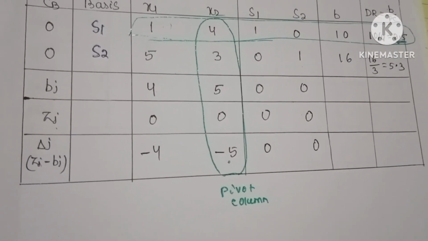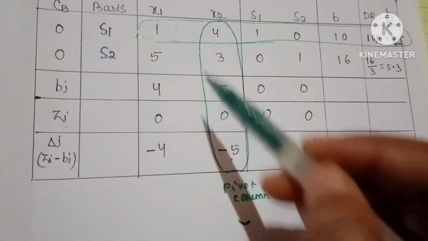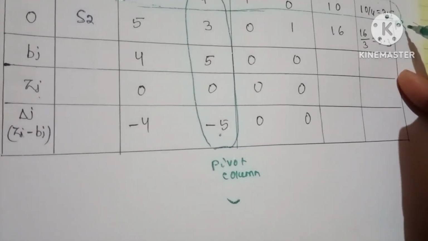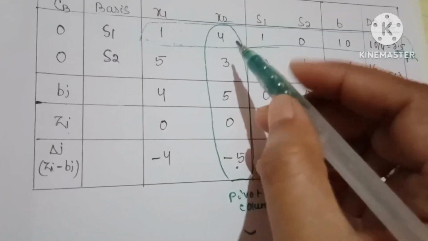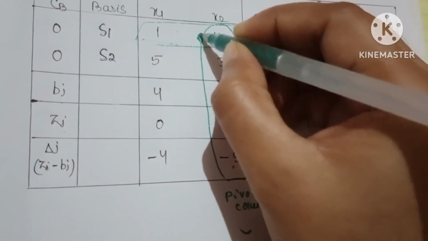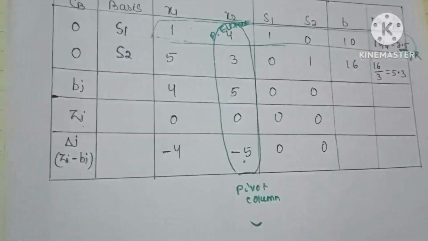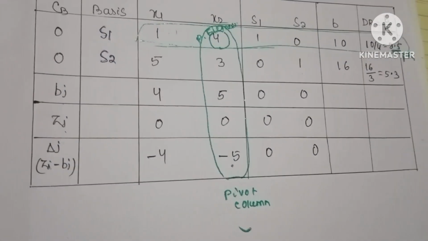Now we have to find the key element, that is the pivot element. That means the intersection of the pivot column and pivot row. So this is your pivot row. This is the intersection point and this becomes your pivot element. This becomes your pivot element, so 4 becomes your key element.